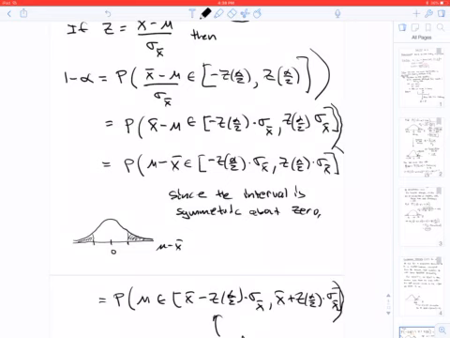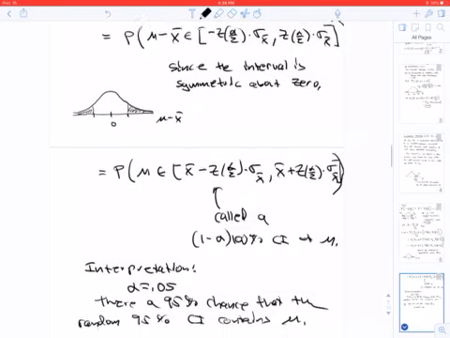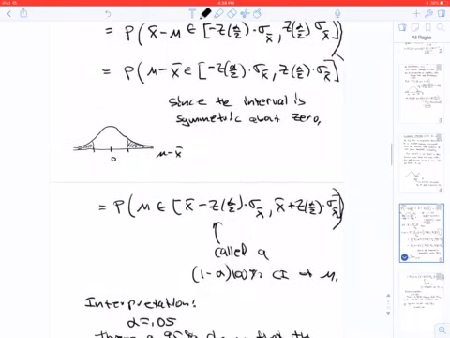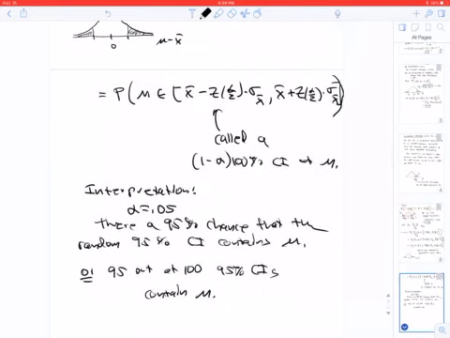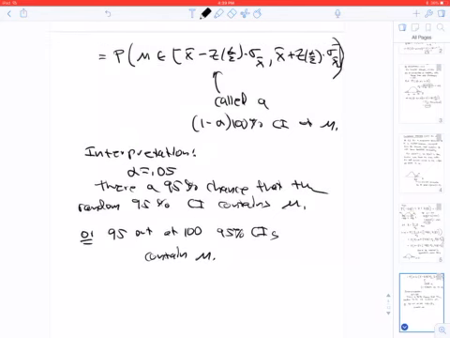Right. So then it follows, by adding x bar to both sides, that the probability that mu lies between what's given here is 1 minus alpha, and that's called a 1 minus alpha 100% confidence interval for mu. Interpretation is that for, say, alpha is 0.05, there's a 95% chance that your random 95% CI contains mu. In other words, 95 out of 100 times the 95% CI contains mu.